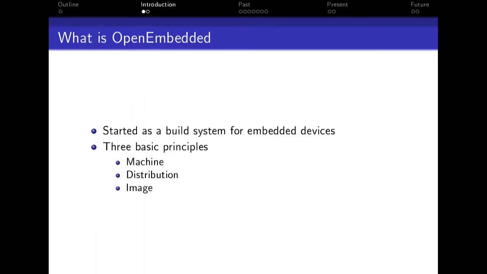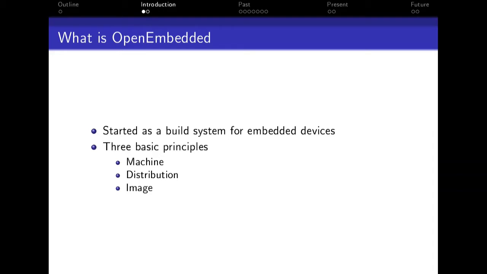So OpenEmbedded started out, historically speaking, when consumer-grade embedded devices appeared, and people wanted to build Linux for them. There were many disparate efforts at building Linux distributions for pieces of hardware that were appearing in the early 2000s.